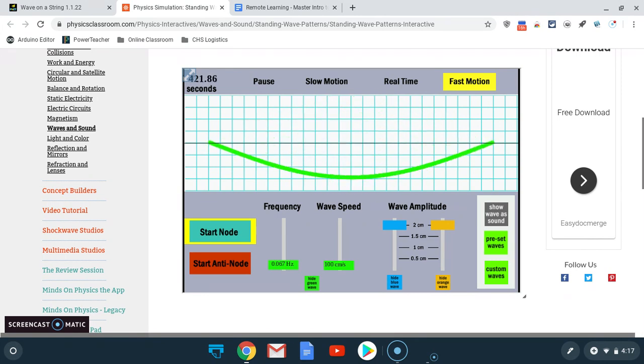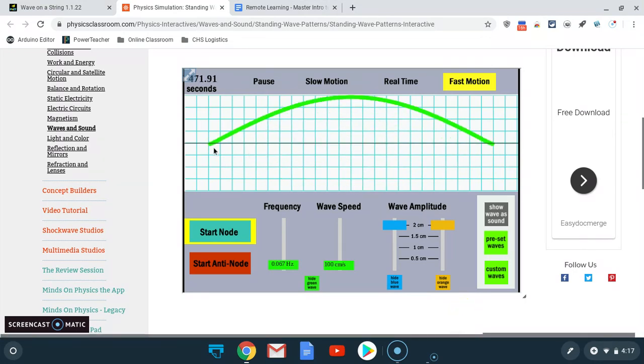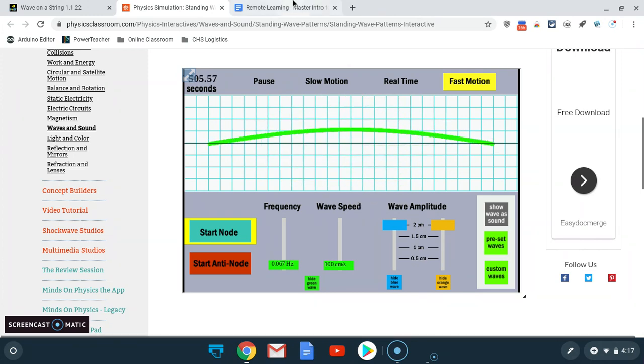Okay. Now, what we're going to find out with standing waves is that they can look very different and they can produce very different sounds depending on what's going on. So this is like the most basic standing wave. It just looks like I just took a rubber band and just kind of twanged it and it started going up and down.